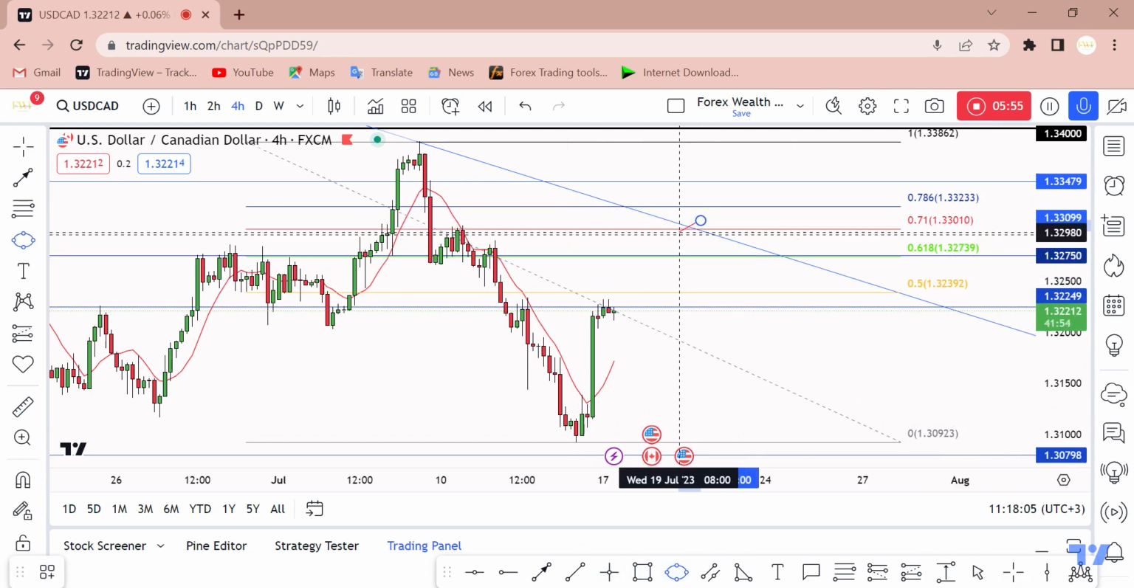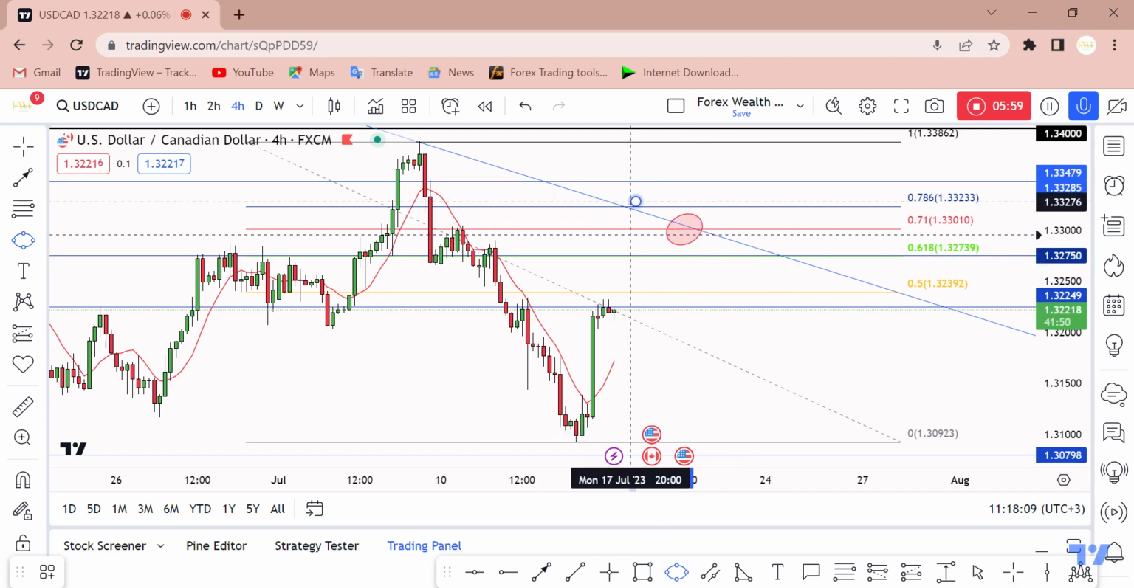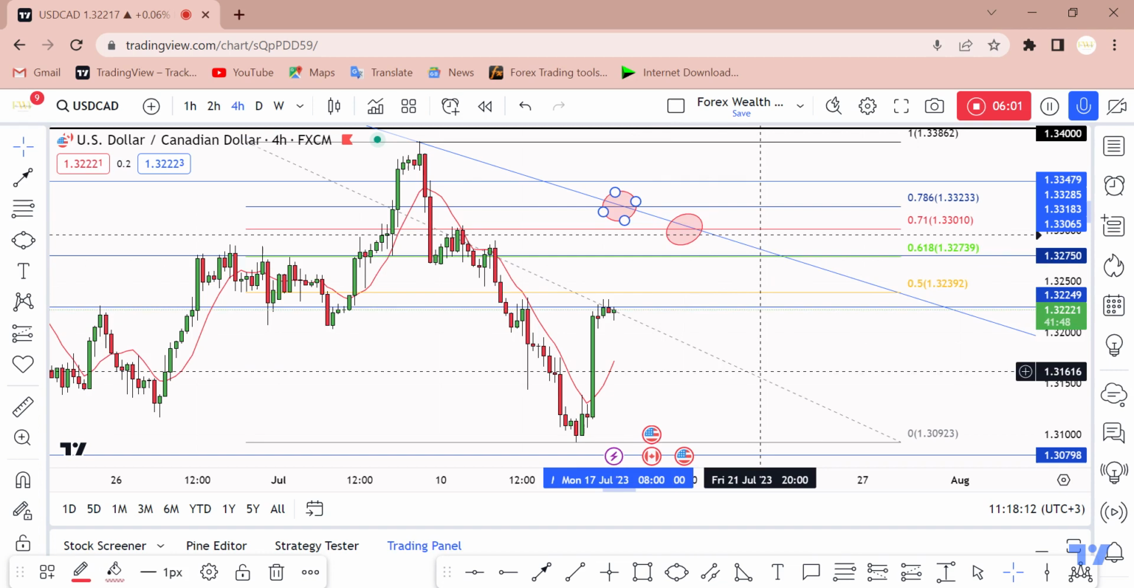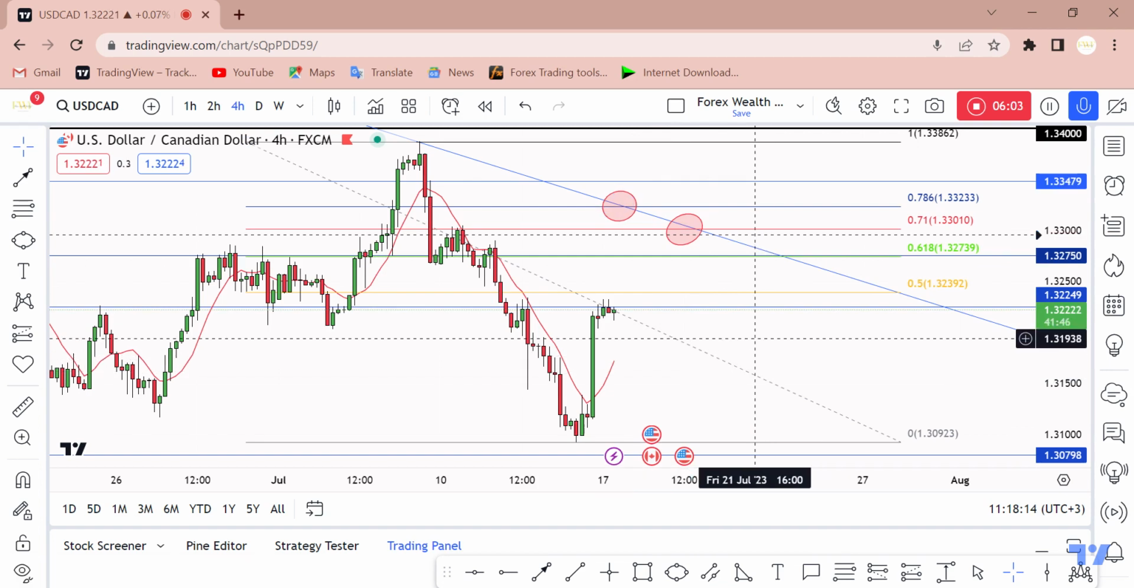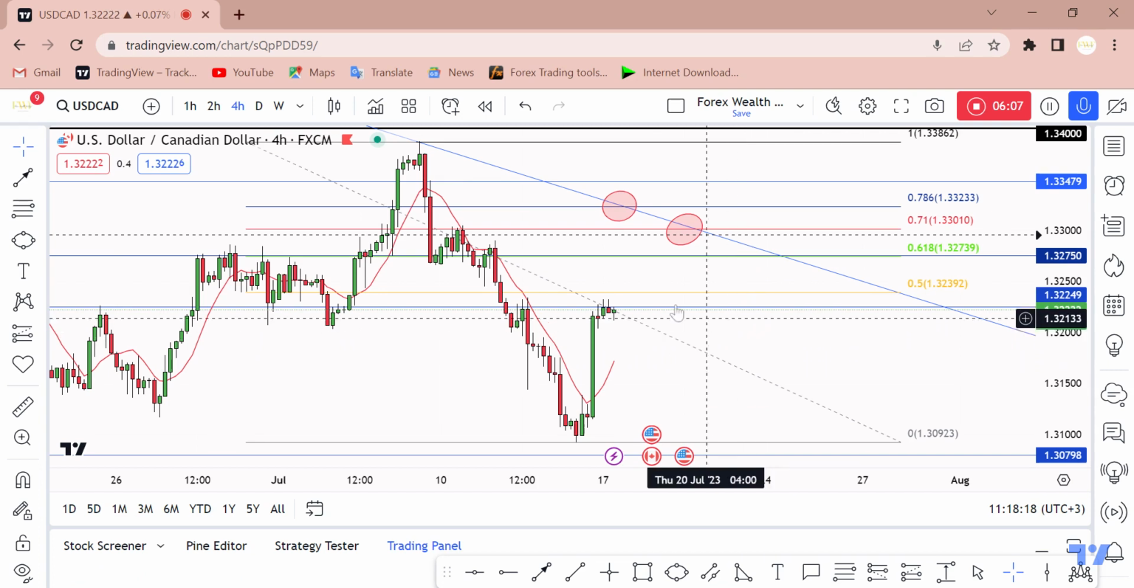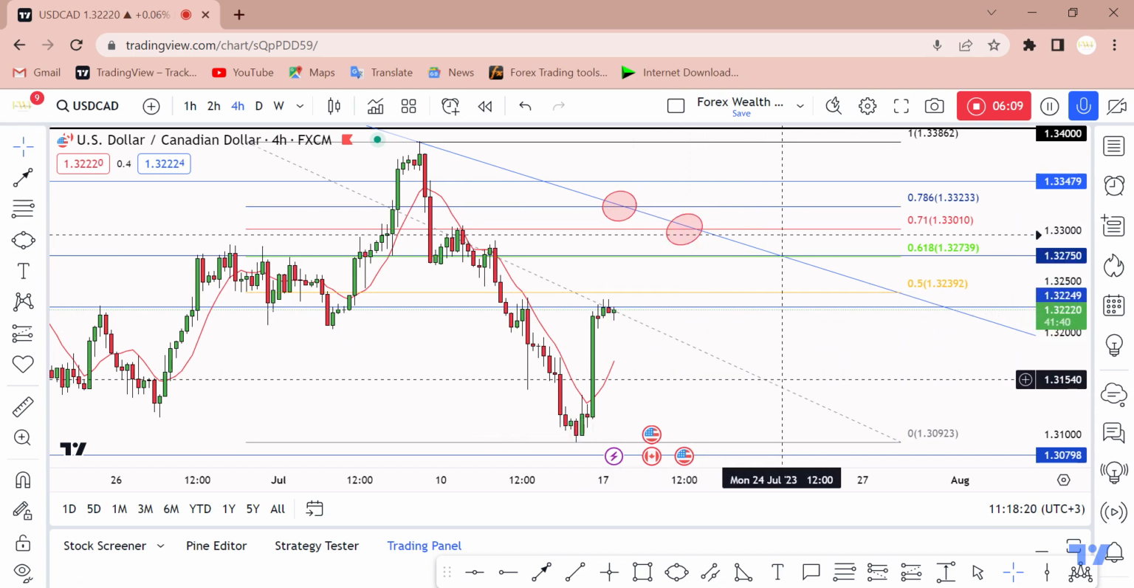We're going to wait to see any bearish price action around those levels. That happens to be also the trend line. So we have two good entry reasons on USDCAD. We just wait for the price to go up and give us those price actions.